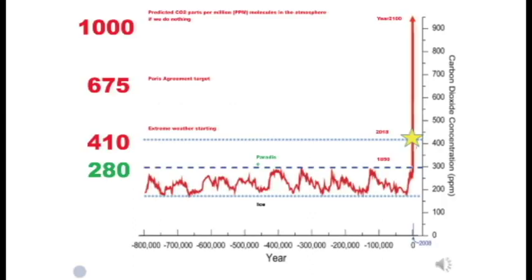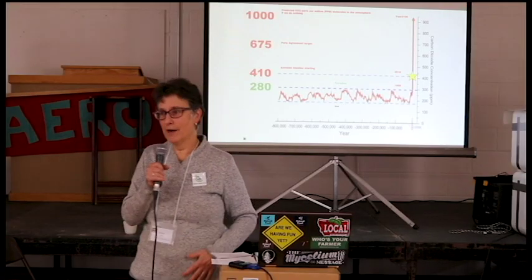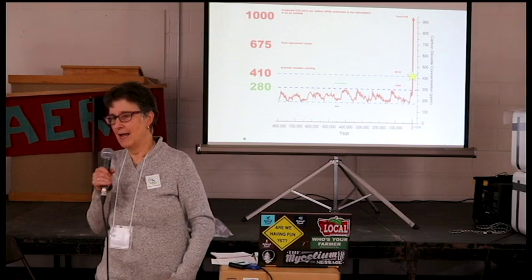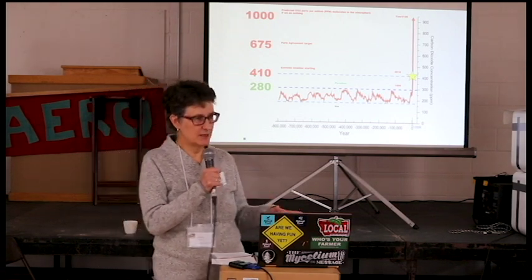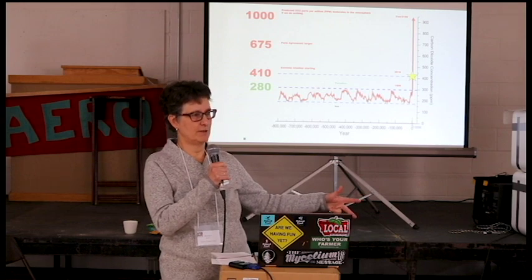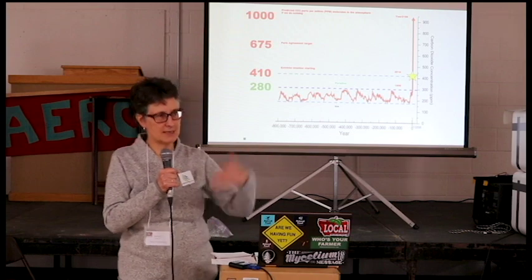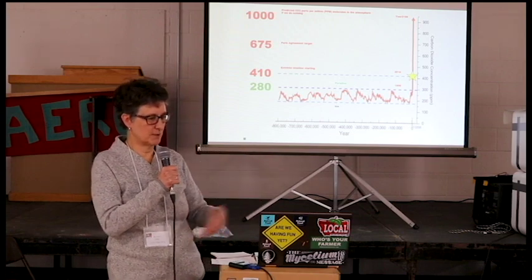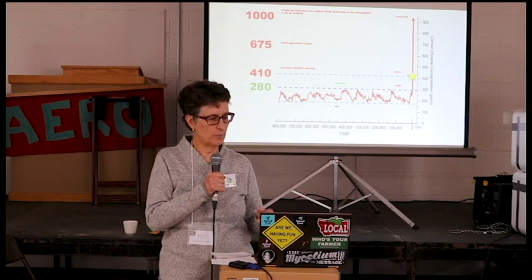Whoa, we're up to around 410. Now, if you look at where 280 and 410 goes, that's 130 parts per million. That's more than it has changed in the last 800,000 years. And there's a gap because it takes a while for the Earth to catch up to that whole heat thing. And look at where we're headed.